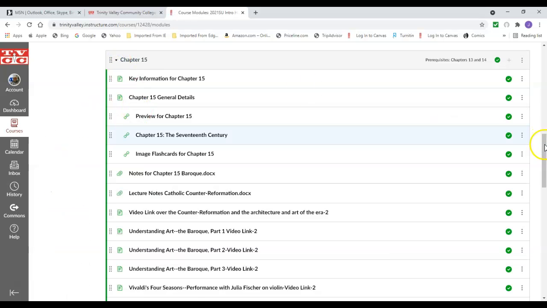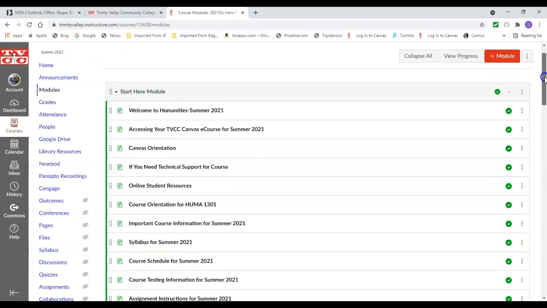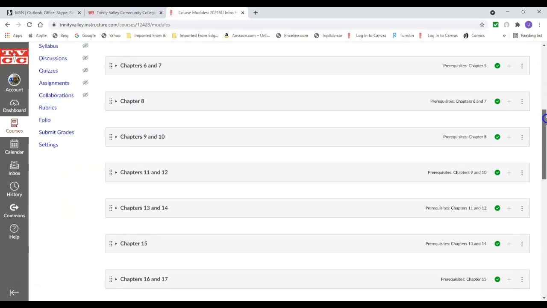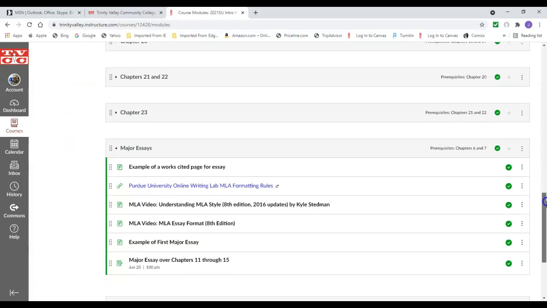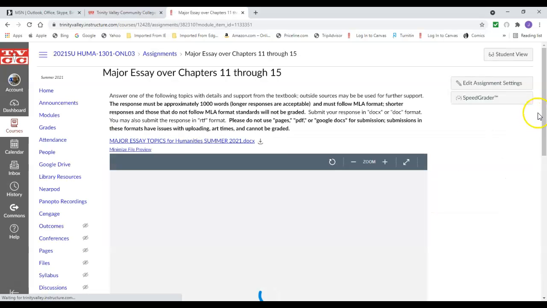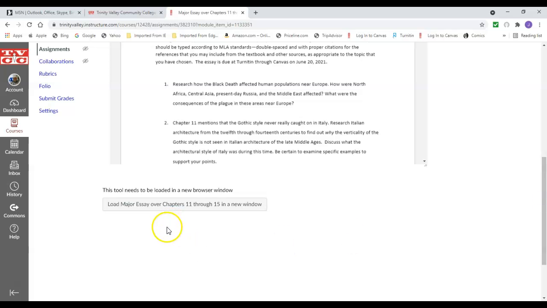So again, what you want to do is make sure that you've gone through the Start Here module to familiarize yourself with how to use Turnitin, how to submit the paper to Turnitin. You will also want to make sure you've read through the chapters carefully. Then you come down and, again, review MLA formatting standards, watch the videos, and again, look at the example so you see how your essay is supposed to look, and then choose your topic. And when you research and write your essay, come back here, click on this link. You can download and print this out if you want to, or download to a computer so you don't always have to keep coming back to this to see the topics. And then, of course, when you get ready to upload it, you click on that link, go here, click on this, and upload it to Turnitin.